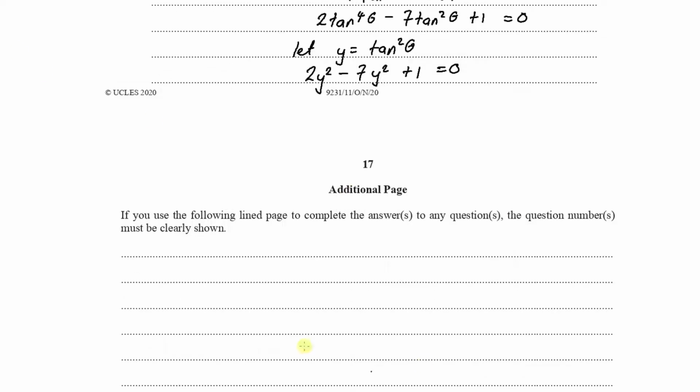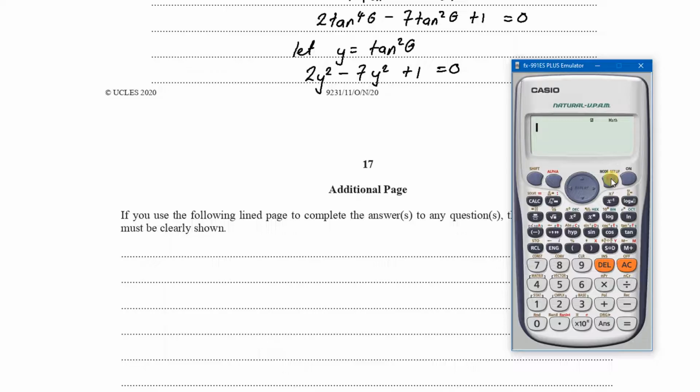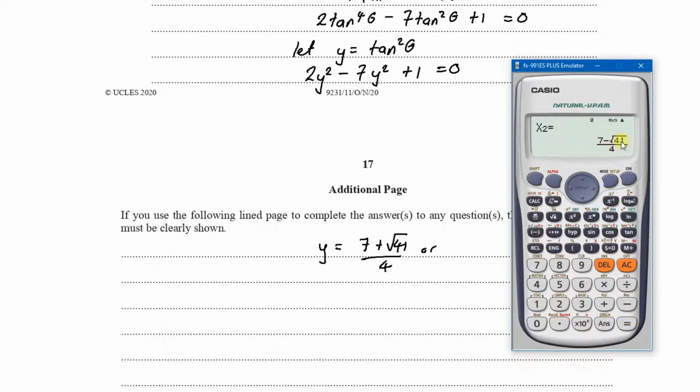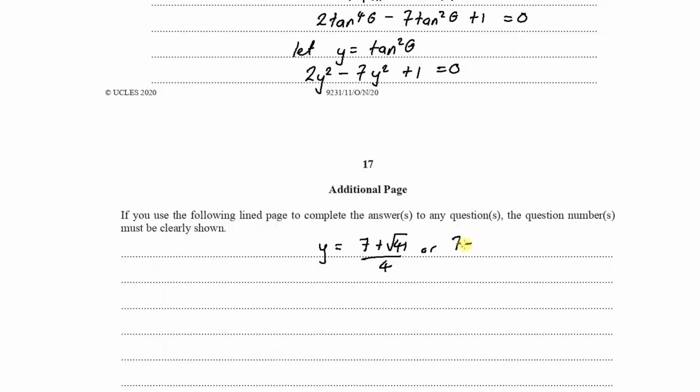Okay, so let's take the calculator here and we put it in equation mode. So that's option 5, and quadratic, that's option 3. So we have 2 here, and here minus 7, and 1, and then the first result will come out as 7 plus root 41 over 4. So y is equal to 7 plus root 41 over 4, or the other value should be 7 minus root 41 over 4.